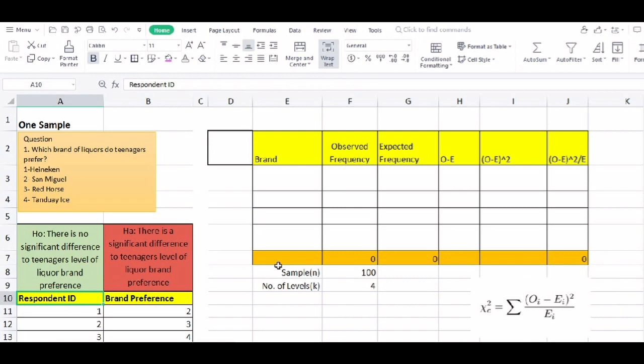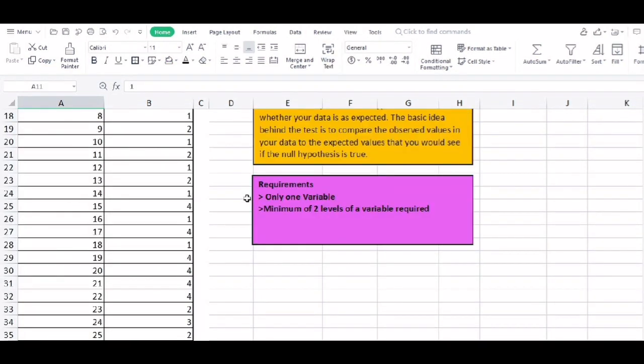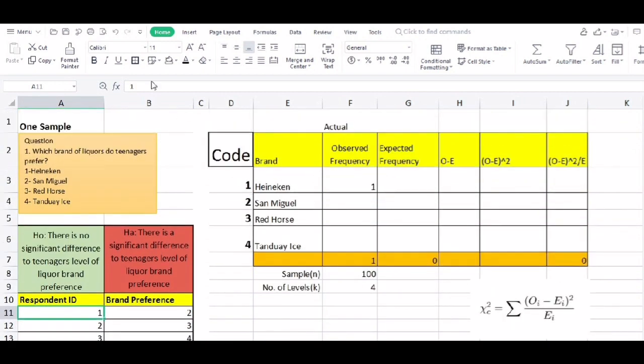We have here respondents, and the total respondents are 100 count. And we have also code 1 for Heineken, 2 for San Miguel, 3 for Red Horse, as well as 4 for Tanduay Ice. So that's it. And we have the number of levels. We have 4 levels, which we're going to use later on.